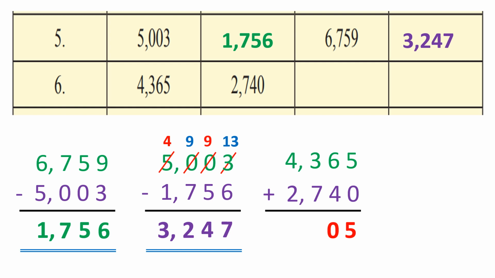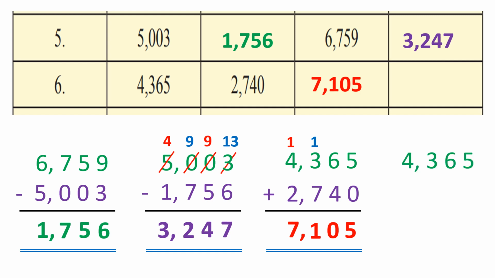6 plus 4 is 10. 0 here, carry 1. 3 plus 7 is 10, plus 1 is 11. You write 1 here, then carry 1. 4 plus 2 is 6, plus 1 is 7. Now you have the sum 7,105. You write 7,105 in the box. And then for the difference, you subtract the first and second number.